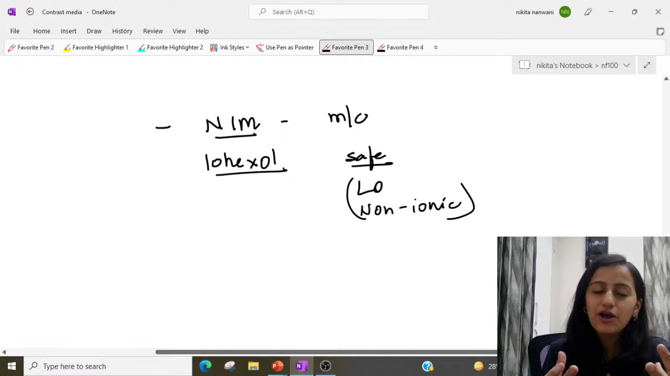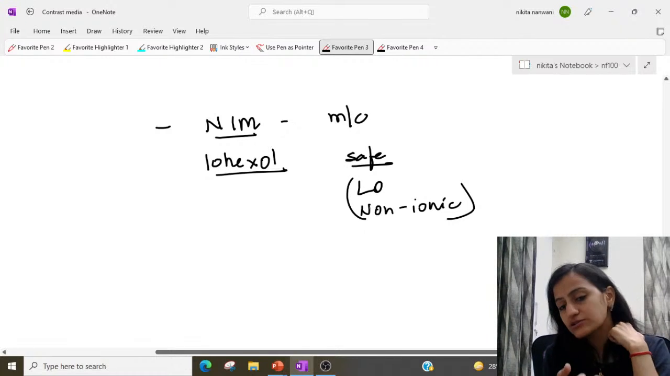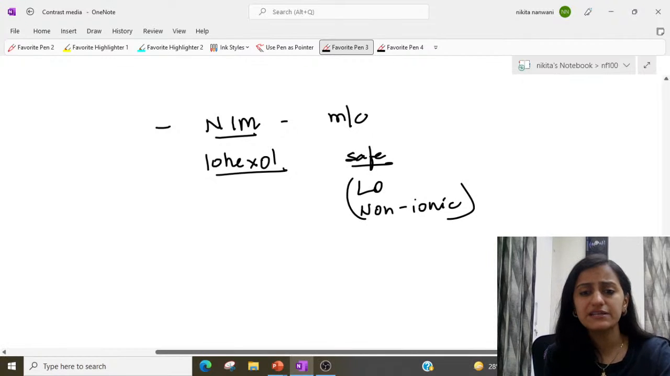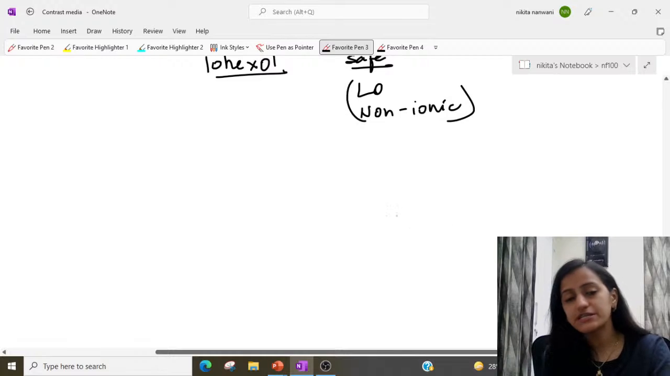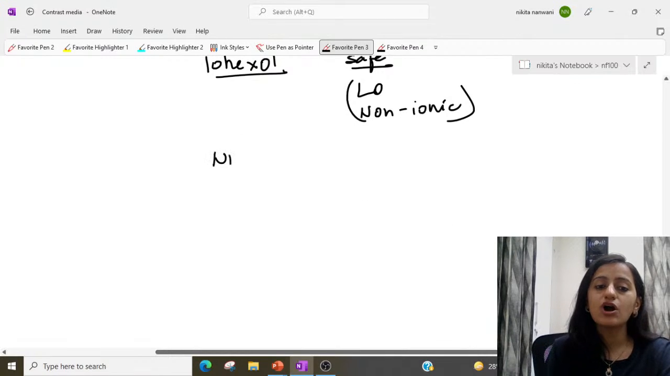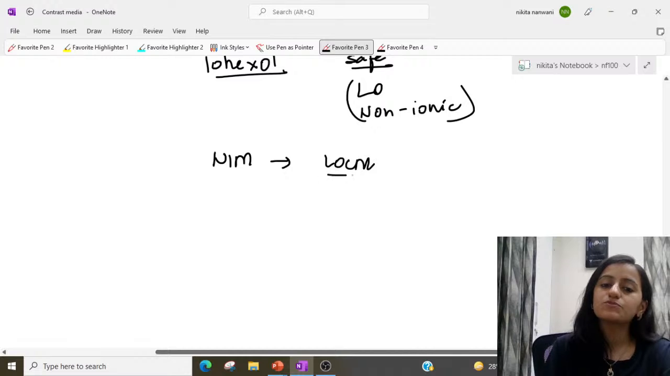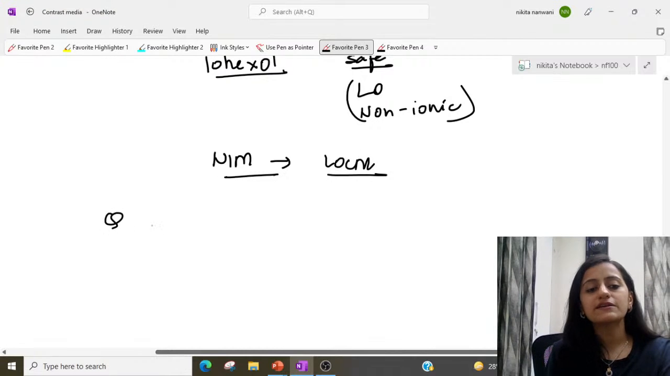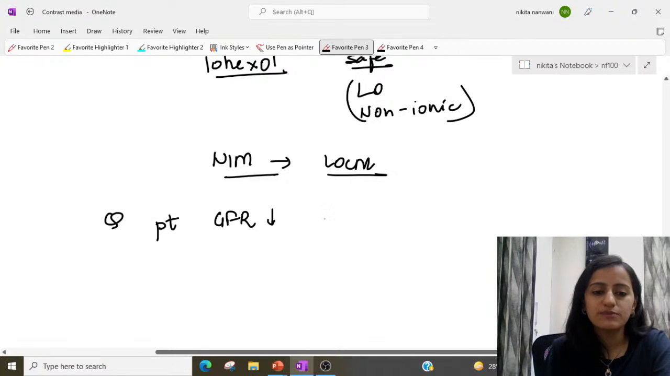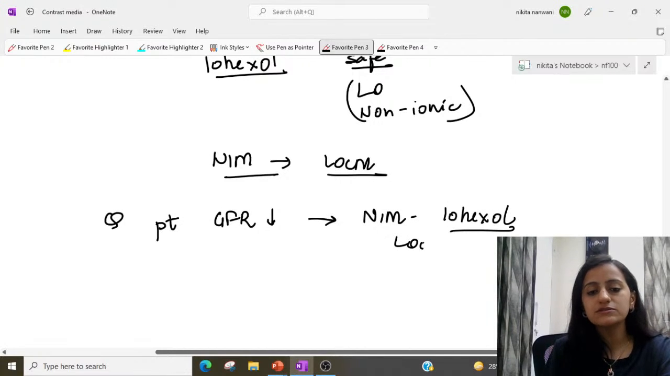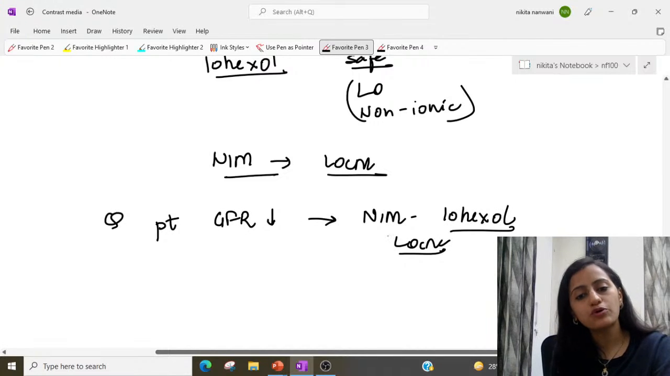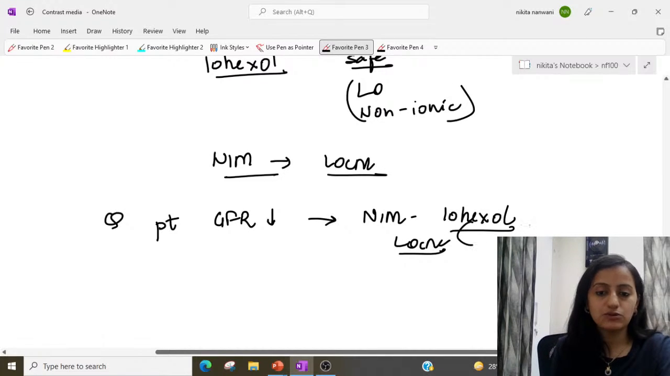Why do we prefer non-ionic? Because the osmolality is also less here, and even if it goes out, it does not lead to edema and so on. So we prefer using iohexol, which is non-ionic monomer, a low osmolar contrast medium. Suppose you get a question that there is a patient whose GFR is low, on the lower normal side, which group of contrast will you prefer? Non-ionic monomer, iohexol. That is the safest to be used. Low osmolar non-ionic monomer is what we would be using in those patients as well.